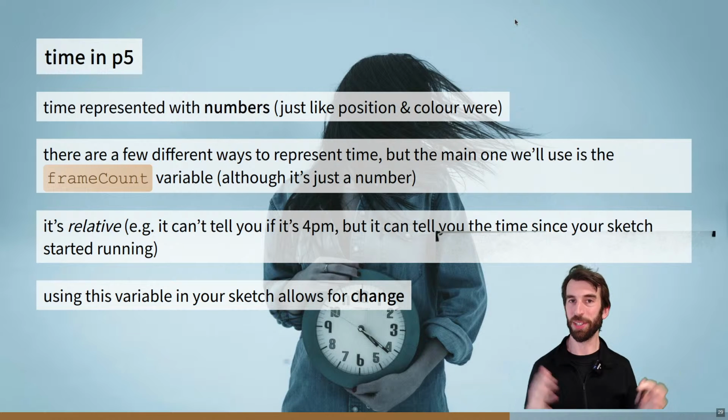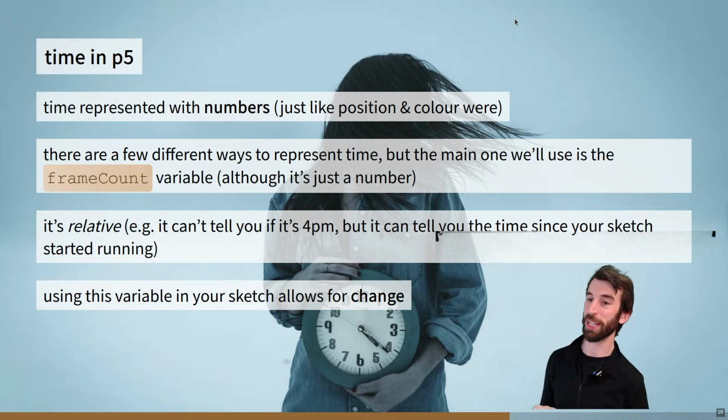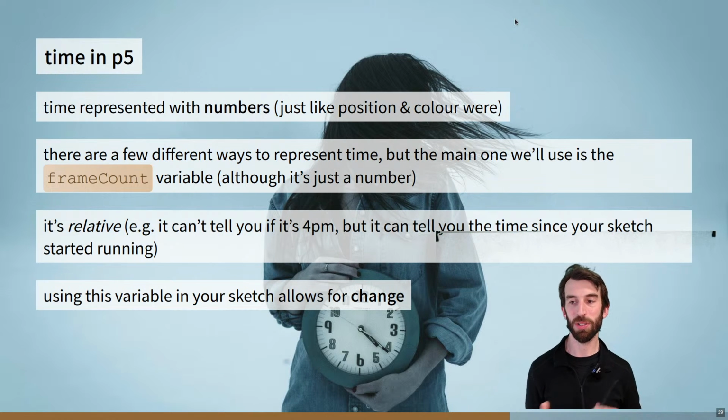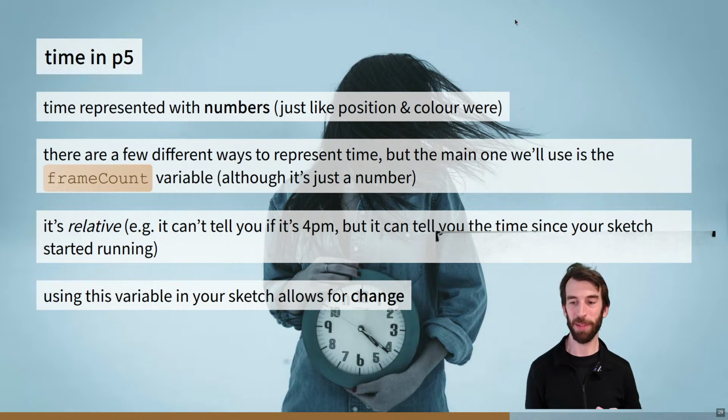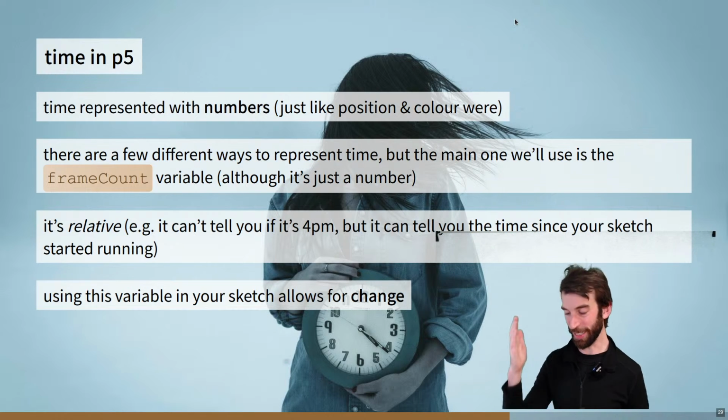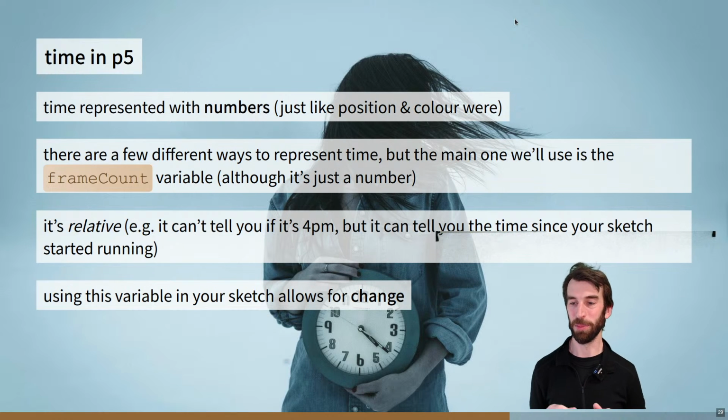But this is a kind of relative time. It's not like looking at the wall and saying, oh, it's 4 o'clock. It can tell you the time since your sketch started running. But sometimes this is where things get a little bit hairy. If you've got a lot of code in your draw loop, you're doing a lot of things, maybe the draw loop will slow down sometimes. And so the number of seconds between one frameCount and the next might change depending on what you do in your sketch. That's unlikely to happen until you've got quite a long program, so don't worry about that happening in lab 2.